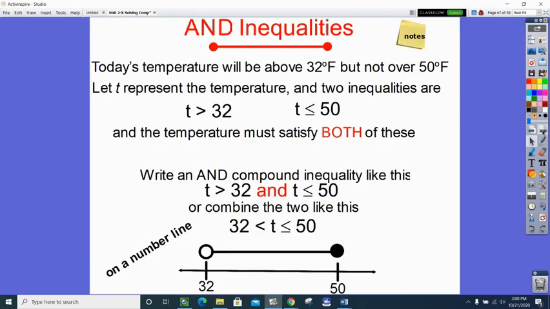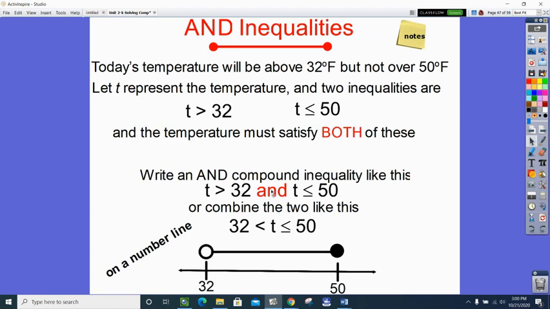So, just an example in the real world. We'll start with one and we'll end with a real world example. Today's temperature will be above 32 degrees Fahrenheit, but not over 50 degrees Fahrenheit. Let T represent the temperature, and two inequalities are right here. So here it's greater than 32 degrees. Here it's not over 50, which means it's less than or equal to. And the temperature is going to satisfy both. So that is an and.